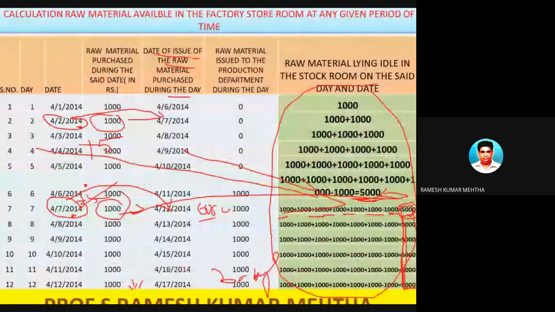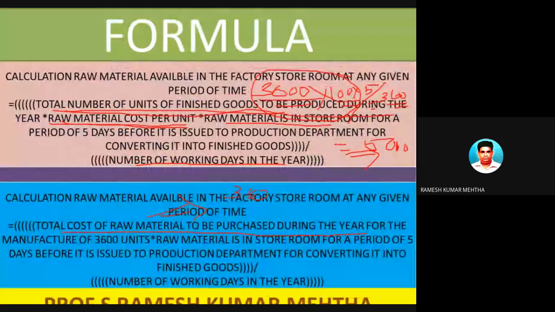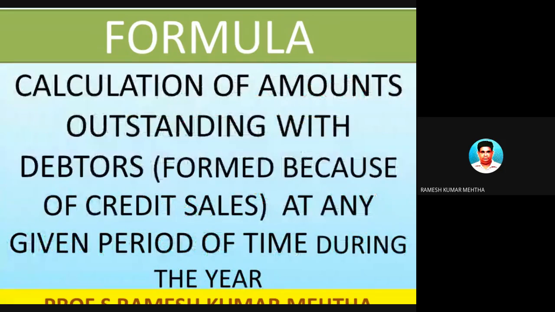So this can be presented in the same way: the total amount of raw material purchased during the year, into the raw material in store for a particular period of time before it is issued to the production center, divided by the number of working days in the year. So this is the way we can derive the formula for finding out the amount of raw material at any given period of time in the stock room. Hope you have understood it.